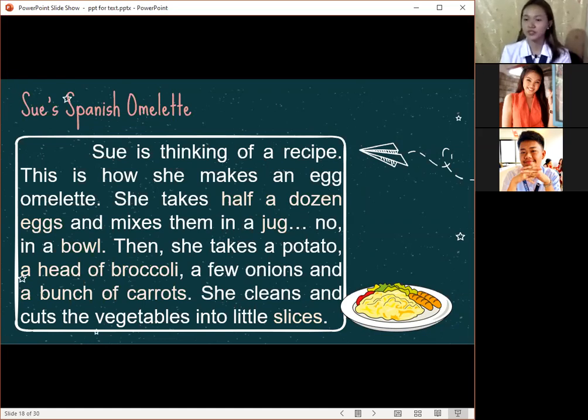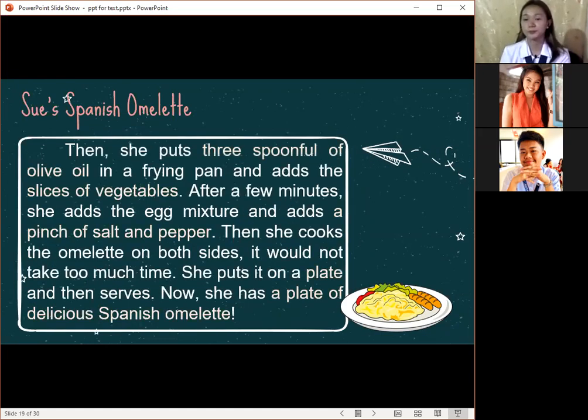Okay, let's move on to the second paragraph. Ron? Okay, ma'am. Then she puts 3 spoonfuls of olive oil in a frying pan and adds the slices of vegetables. After a few minutes, she adds the egg mixture and adds a pinch of salt and pepper. Then she cooks the omelette on both sides.